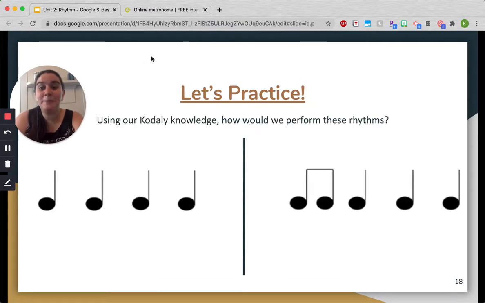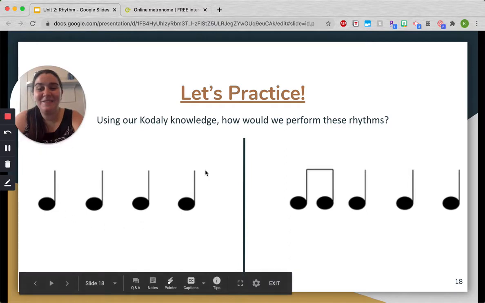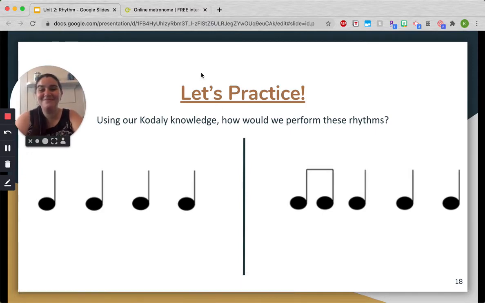All right, let's practice. I'm going to pause my video and figure out how to say the left side. How would we say that rhythm? Go ahead, pause my video and try to figure it out. All right, so we have 4 quarter notes. Quarter note, quarter note, quarter note, quarter note. And how we say a quarter note in music when we're performing the rhythm is ta. So we're going to have 4 quarter notes. So this would sound like ta, ta, ta, ta.